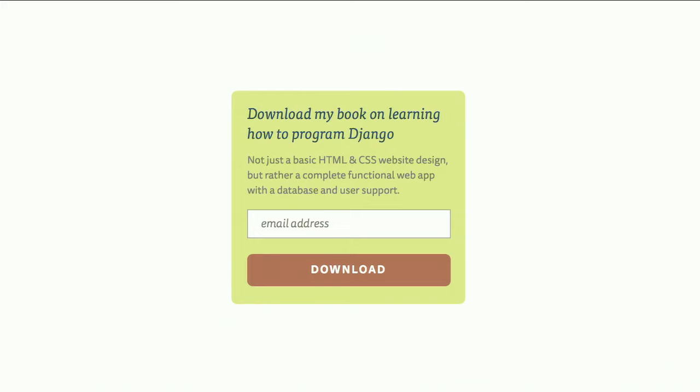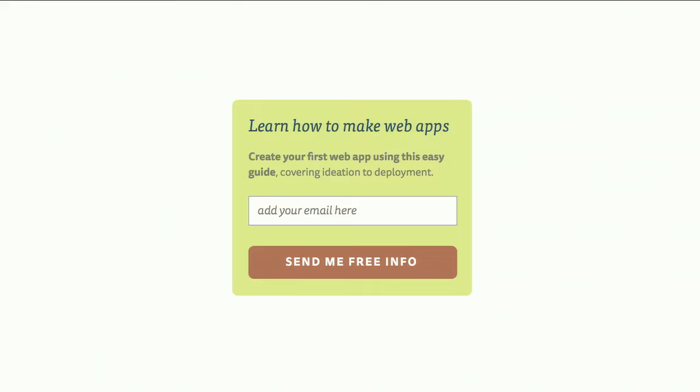So we're not done with this little widget. Now you might notice that the headline is kind of boring, the text is kind of boring, even the button is. So we can shorten the content, make the headline talk a little bit more about benefits than details, and change over the button. Instead of just a plain download link, we can set it up to say send me free info, which sounds a little bit nicer.